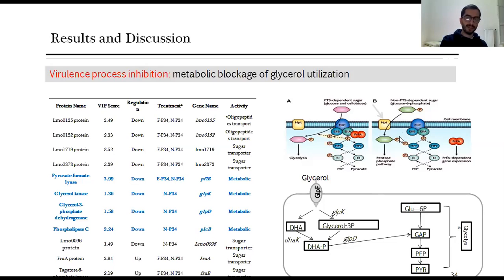An alternative route for carbon source uptake is the glycerol one, which is the main carbon source inside the host cells. And here we can see that most of the metabolic enzymes working on glycerol metabolism were downregulated, compared to the untreated samples, especially when the antimicrobial peptide is non-encapsulated.